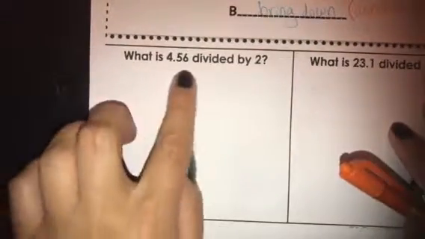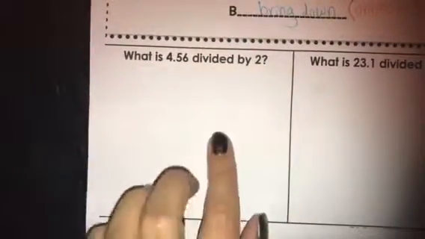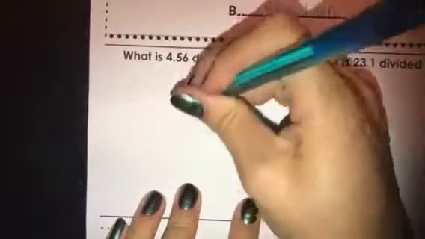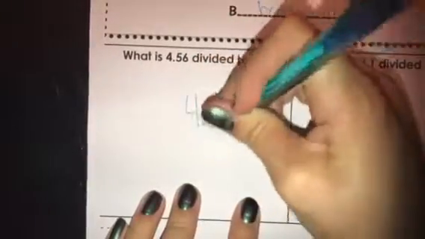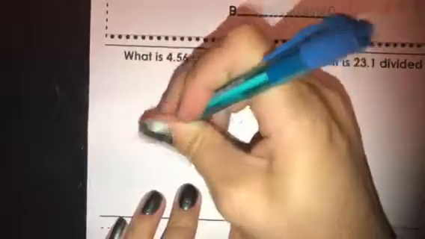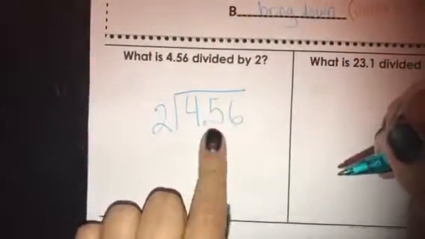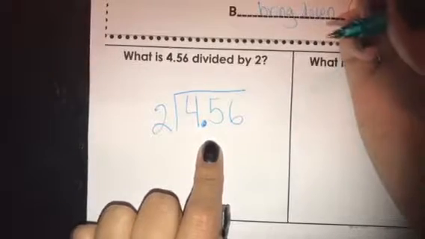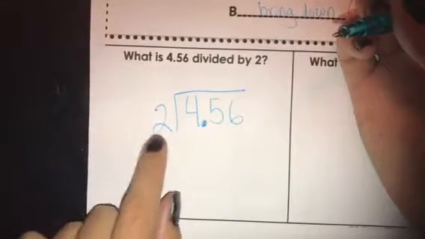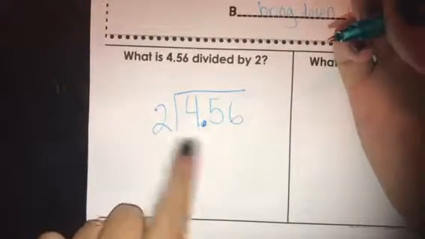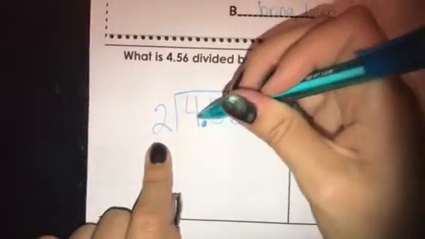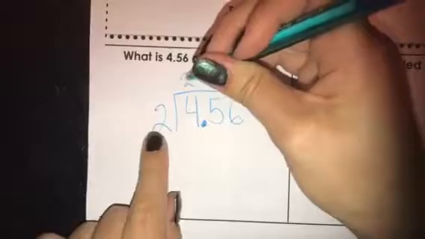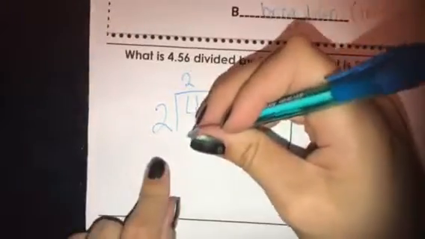What is 4.56 divided by 2? So I'm going to set up my problem. Divided by 2. My dividend, the number I start with, has a decimal point. I do not want to forget about that. My divisor, the number doing all the work, is just 2. So let's see how this works. How many times does 2 go into 4? I need to divide that. Well, it goes in 2 times. 2 times 2 is 4.